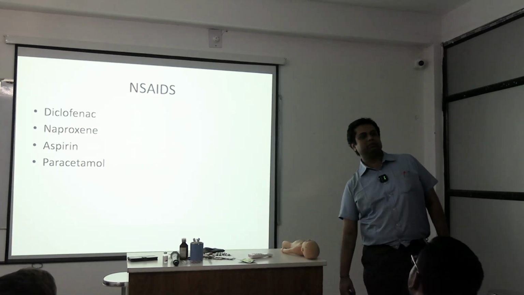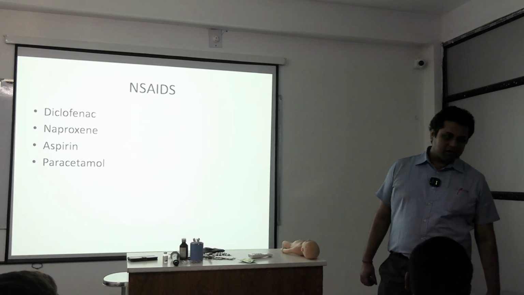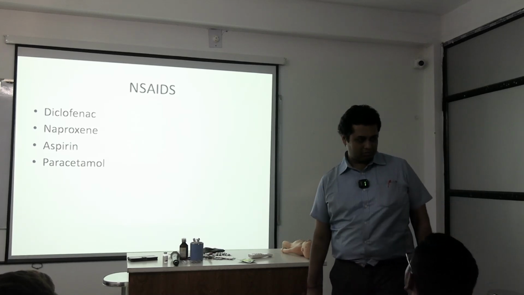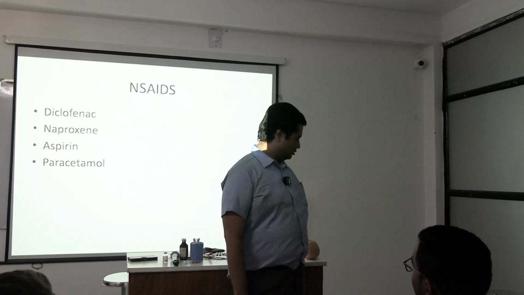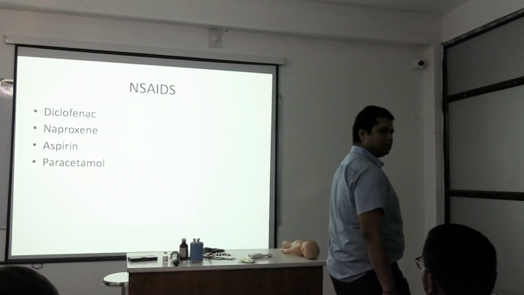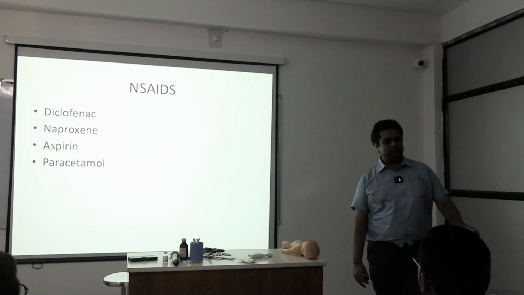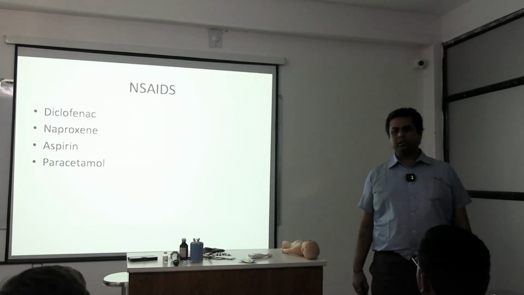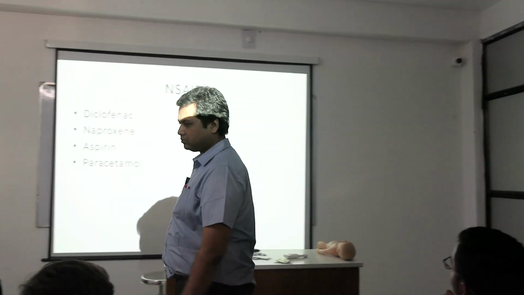Mechanism of action of NSAIDs. COX-2 is a selective COX-2 inhibitor. So NSAIDs are usually non-selective COX inhibitors. There are also selective COX-2 inhibitors. COX-2 and COX-1, what is the difference between COX-2 and COX-1?